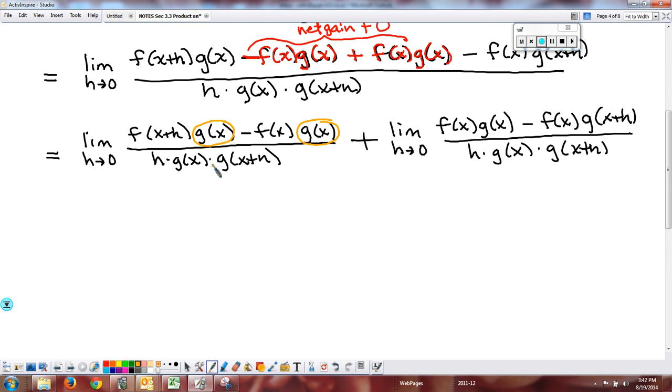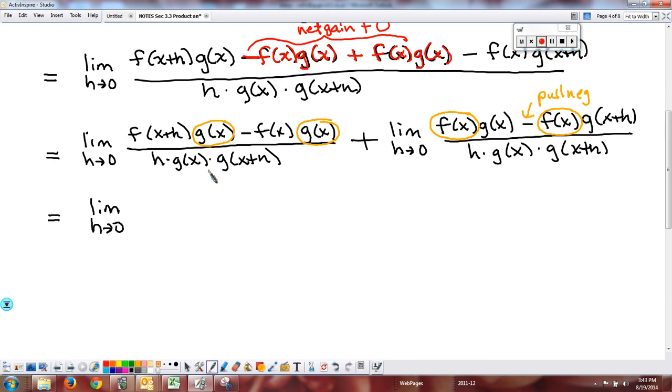I'm not going to cancel it. I'm going to show you there's a reason for that. I'm going to pull this out here. Over here, they have an f of x in common, but looking ahead to when I'm doing my derivative, I really want the g of x plus h to be positive, so I'm actually going to pull the negative out as well, because that will help me get it set up in a good form. All right, so we're going to come down here and limit as h goes to 0.